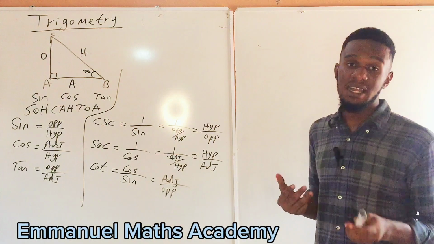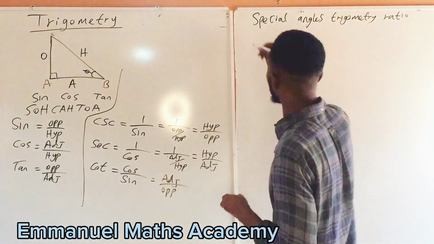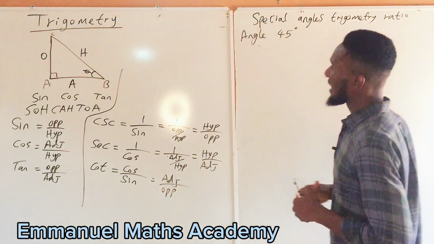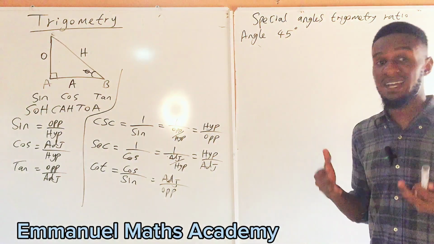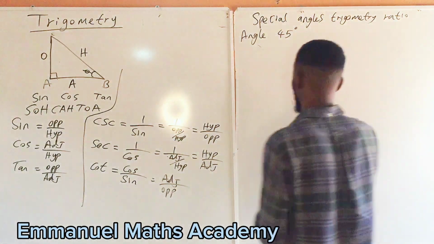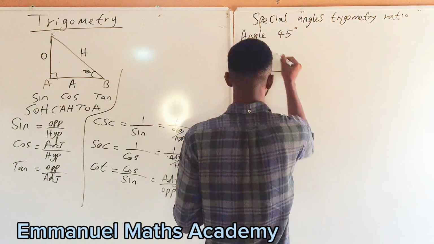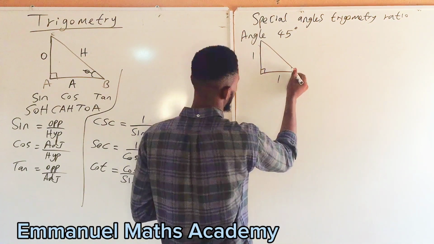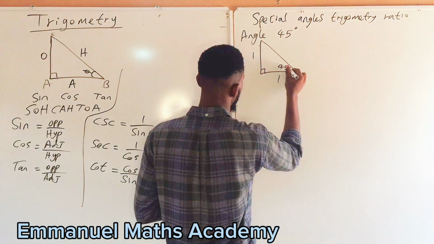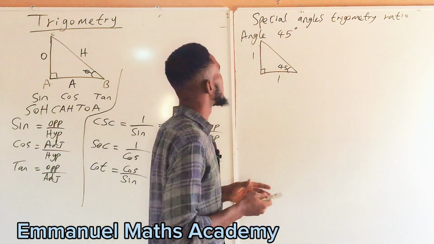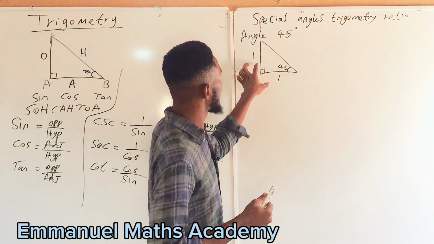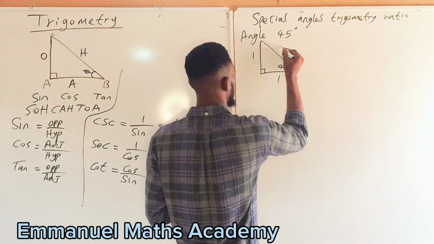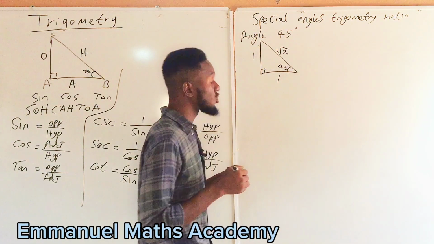Now we look at special angles trigonometry ratios, right? The first angle we'll be looking at is angle 45 degrees, right? And we have to make use of an assumption, right? So for a right angle triangle, we assume that here is 1, here is 1, angle 45 degrees. So with this assumption that both the opposite and the adjacent are 1, 1, automatically the hypotenuse will be what? Square root 2, right?